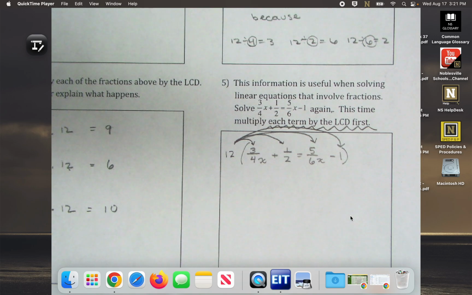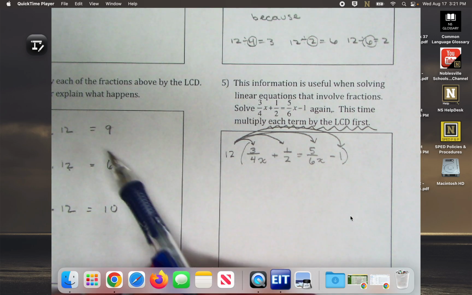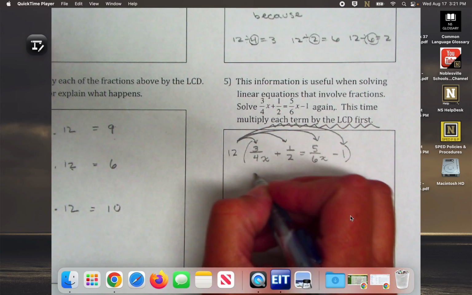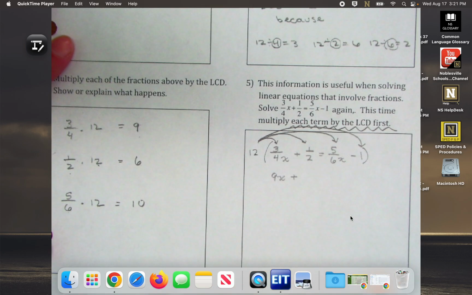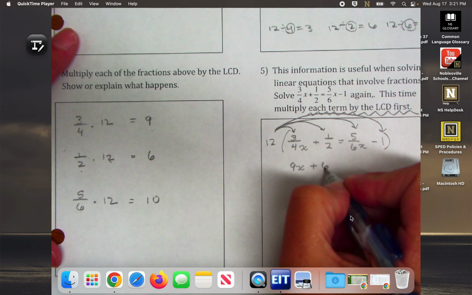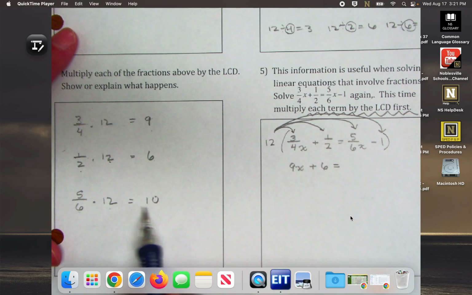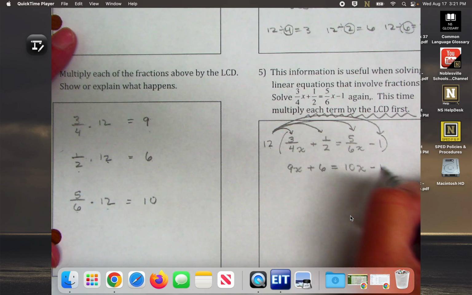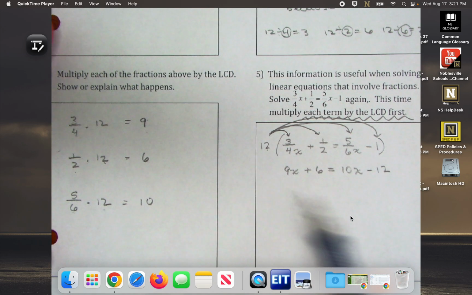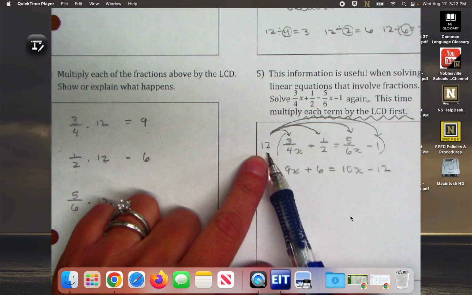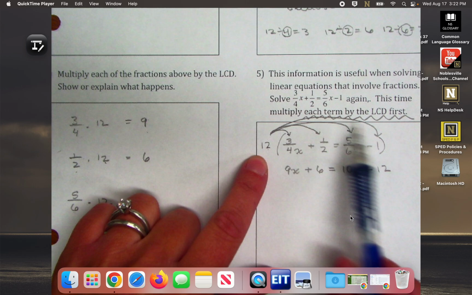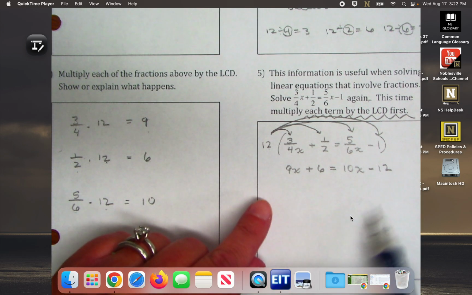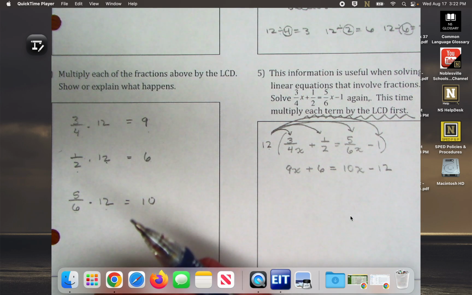So when I distribute that, 12 times 3/4 is 9. So now I have 9x. What's 12 times 1/2? Plus 6. 12 times 5/6 equals 10x. 12 times -1? Minus 12. Now I have this very easy to solve equation with no fractions, right? So the first step is find your least common denominator, multiply everything by that, and then you get your nice whole number coefficients, constants, and you can solve.